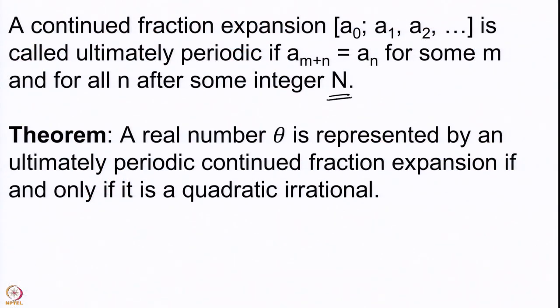It means that after a stage, the partial quotients keep repeating periodically. That means there is some capital N, such that after this capital N, you have a capital N plus 1, a capital N plus 2, dot dot dot, a capital N plus m, and that a capital N plus m happens to be the same as a capital N, and so on. So the next ones keep repeating. This finite sequence of partial quotients is the sequence that keeps coming there periodically. This is what we mean by saying that it's an ultimately periodic continued fraction. There is this word ultimately, because the periodicity has started after some stage.